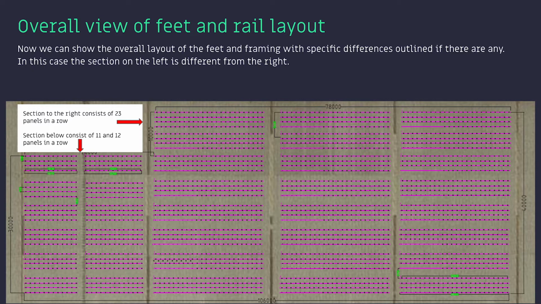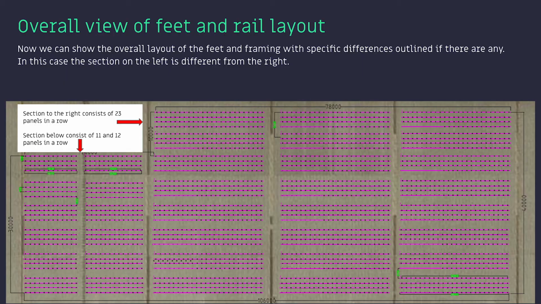In this case, the section on the left is different from the right. And this is a common scenario when you're looking at these large commercial solar systems. It's not all perfectly symmetrical with plenty of unlimited room. Now, the section to the right consists of 23 panels in a row, and the section below consists of 11 and 12 panels in a row. So you can see that in the picture.